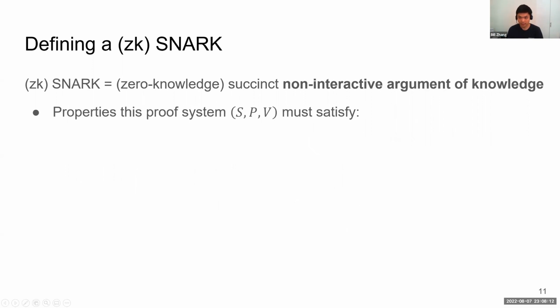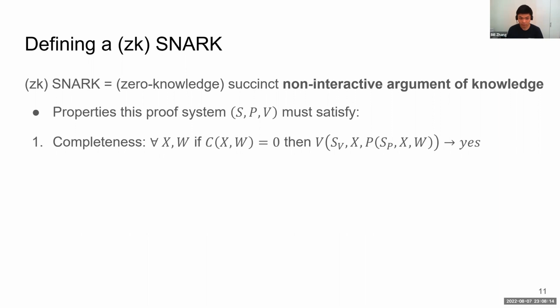And so there's 2 properties again that we talked about last time. They're pretty intuitive. The first one is that if there is a valid witness such that this circuit evaluates to 0, then when the prover uses this witness to produce a proof, the verifier must say yes. It's pretty straightforward. It means that if the prover is honest, the verifier should cooperate and say yes.